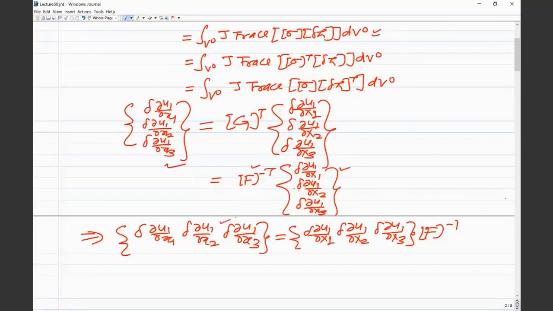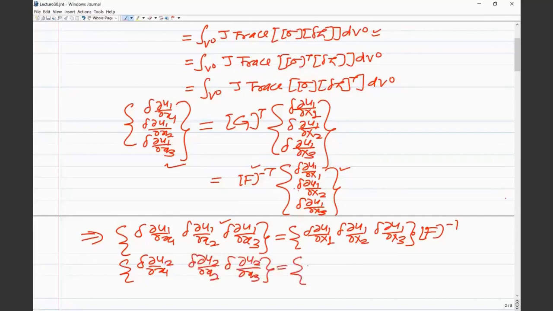So these are the elements of delta small h. Similarly, you can write derivatives of displacement u2 with respect to small x1, x2, x3. So you can write delta of del u2 upon del x1, delta of del u2 upon del x2, and delta of del u2 upon del x3.